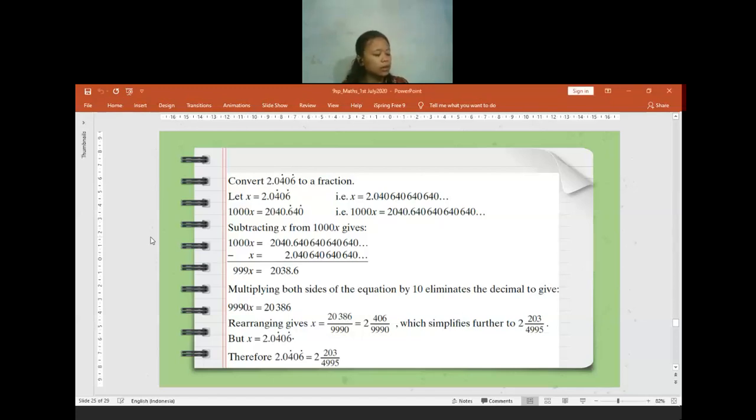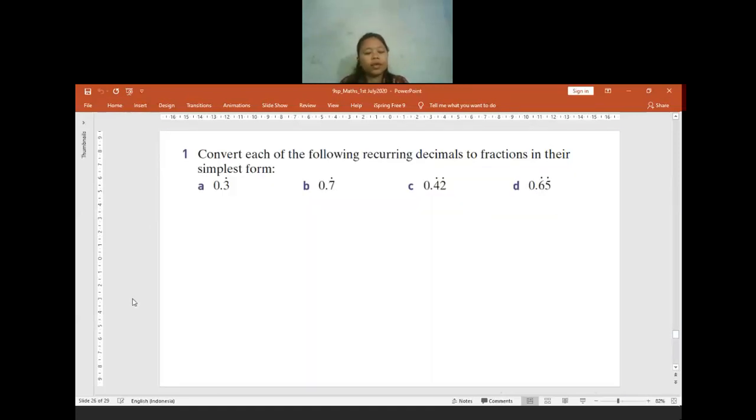If no one has difficulties, let us open your textbook, page 41. Let us discuss exercise 4.11. Anyone want to try to find the fraction of 0.3, 0.7, 0.42, 0.62?